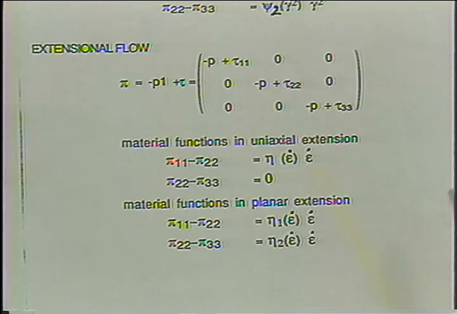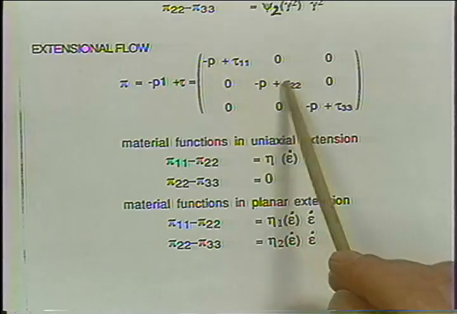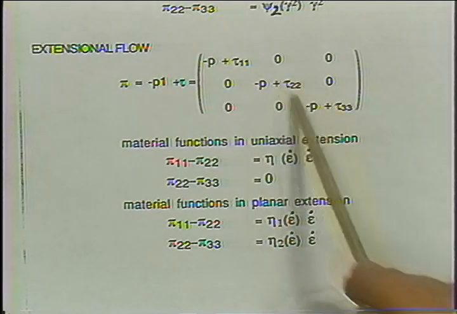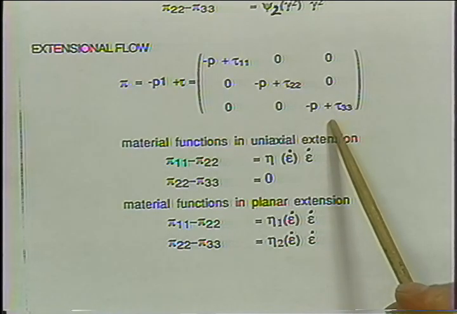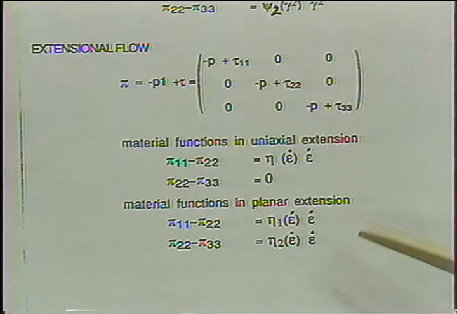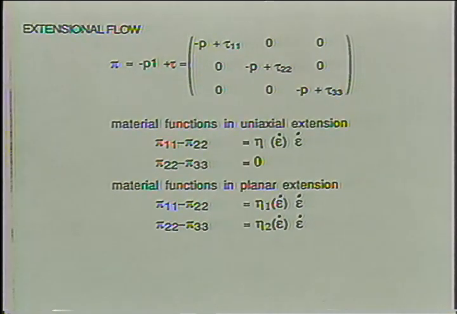And the only material function of interest is the first normal stress difference. The second normal stress difference is 0 due to symmetry in uniaxial extension, because the stress in 2 direction is equal to the stress in 3 direction, or the stress on a 2 surface is equal to the stress on a 3 surface.